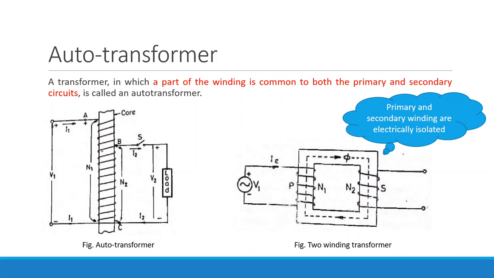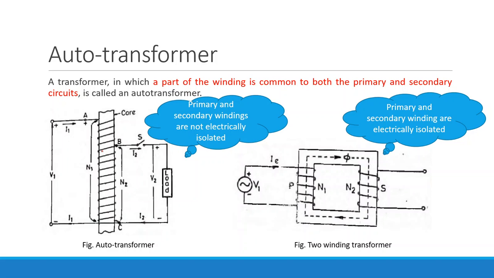So basically if you think over two winding transformer or simple transformer, you will find out that the primary and secondary winding, they are not electrically connected. It is isolated. But this is not the case of auto transformer. You could observe there is only one winding. So how you can consider that it is electrically isolated? So it is not electrically isolated in case of auto transformer. So this is the difference. What the first difference we find out, that it has one winding.